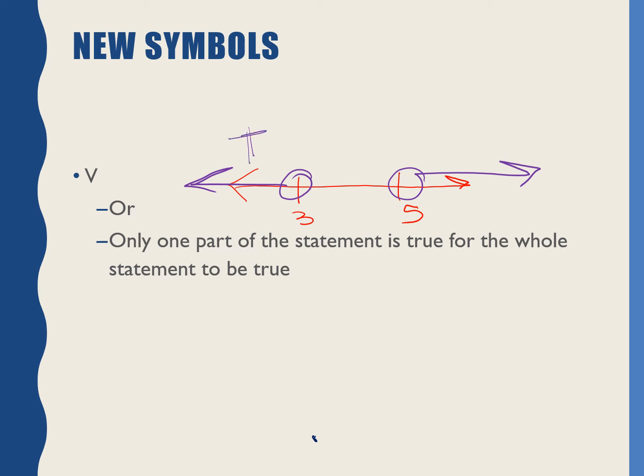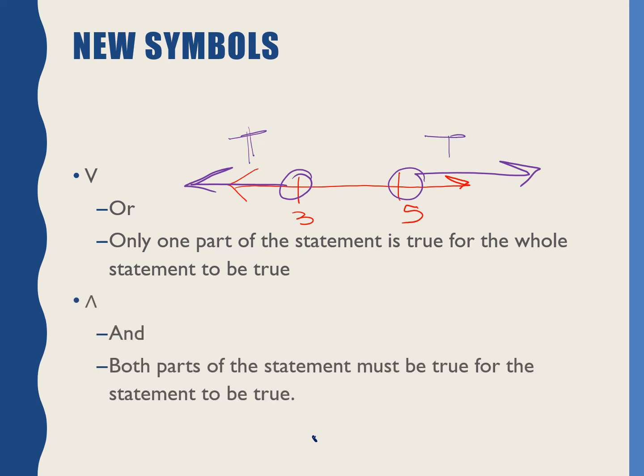If this is true, the whole statement is true, okay? Then you have an and. Both parts of the statement must be true for the whole statement to be true, okay? So both the premise and the conclusion have to be true.